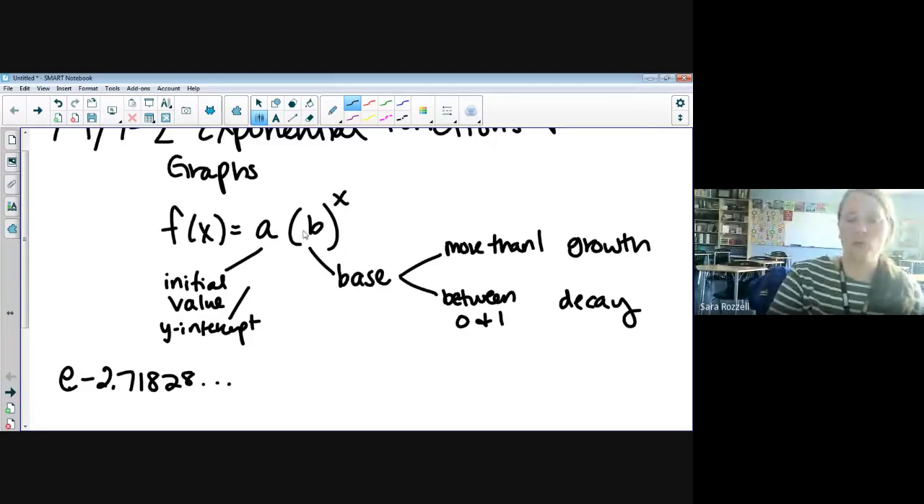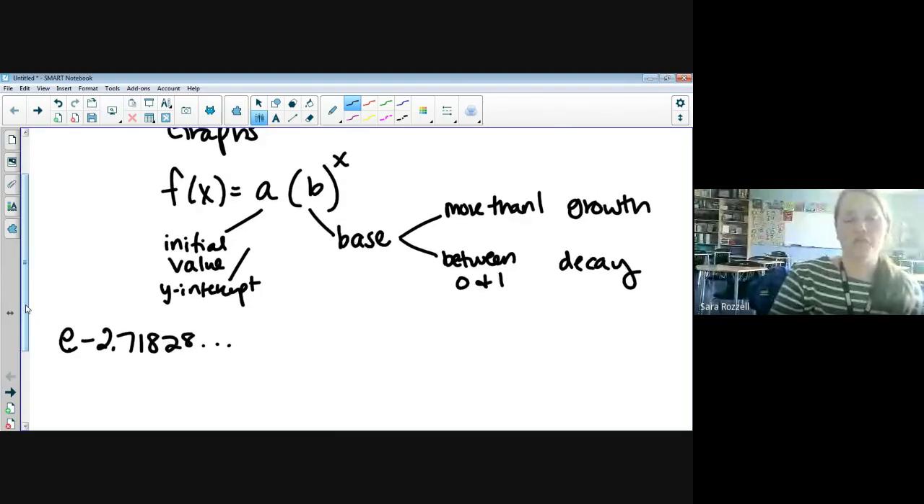Okay. So if e were a base, would that be a growth or a decay? Is e more than 1, or between 0 and 1? e is 2.718. Is that more than 1 or between 0 and 1? It's more than 1, so that would be a growth. So if e is a base, that's a growth.